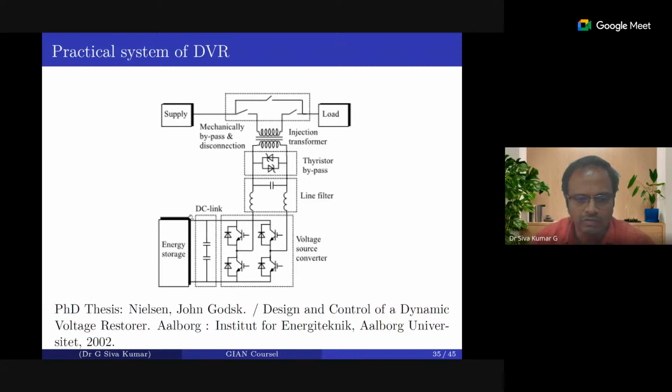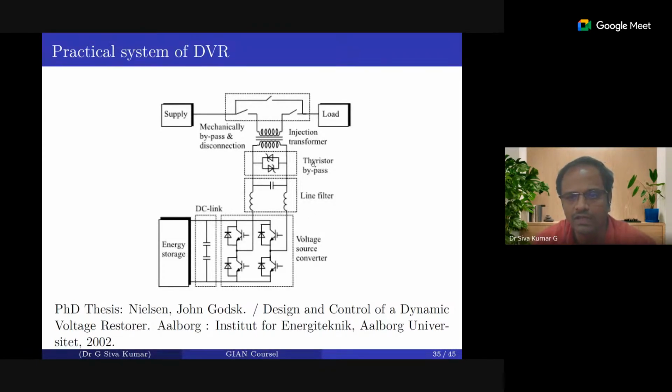See, suppose you don't have this energy storage, but you have a kind of continuous power generation, a source connected to a local grid or any other grid. In that case, it supports under voltage, over voltage, and steady state voltage variations also. It is about a practical DVR.